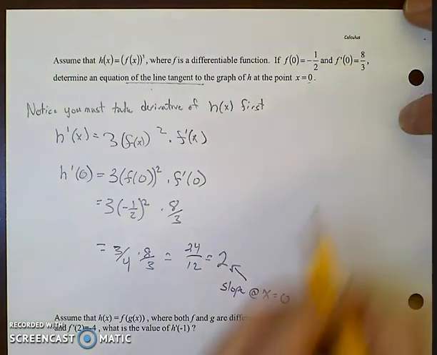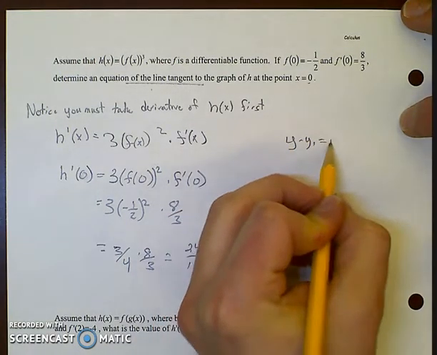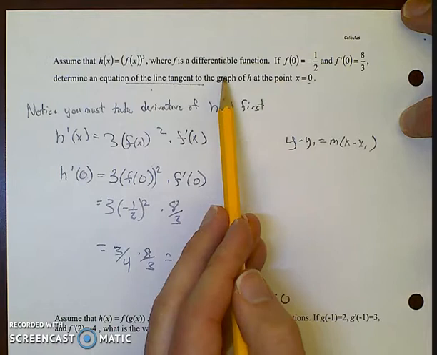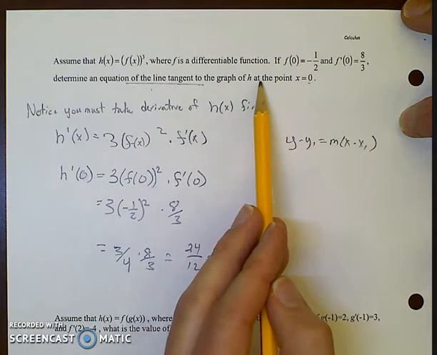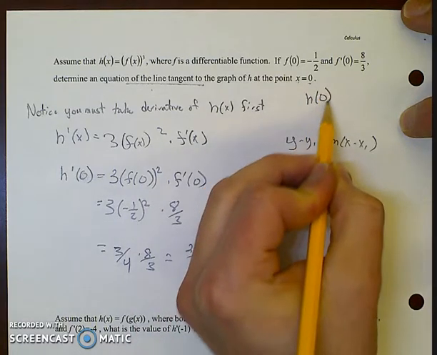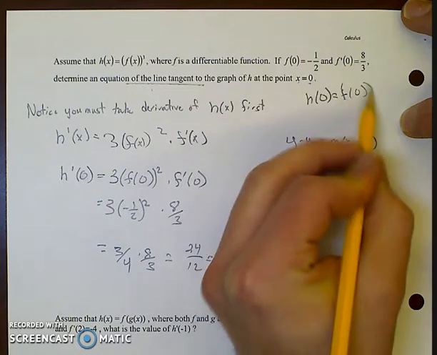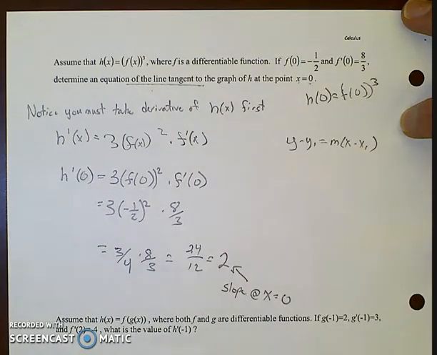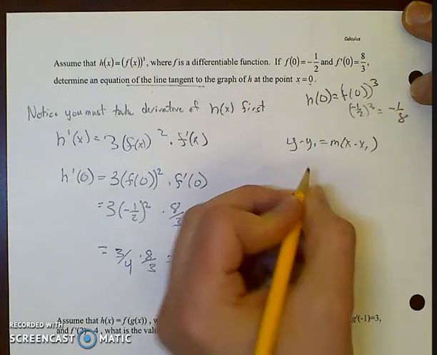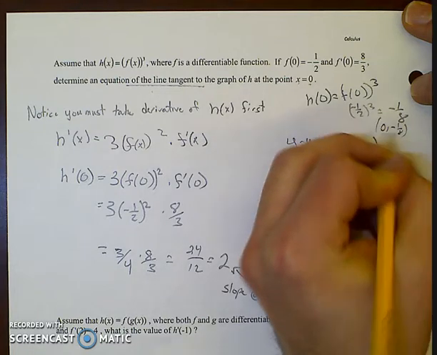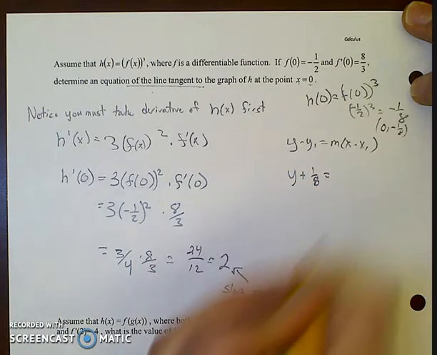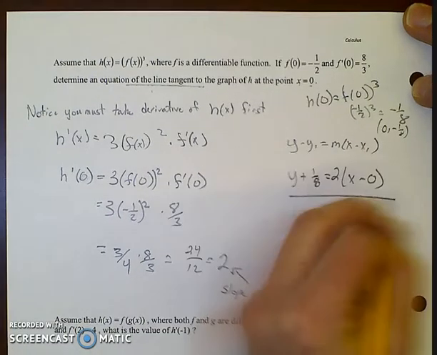The equation of a tangent line, y minus y1 equals m parentheses x minus x1, which you all know. We need to know the actual point at 0. Well, that's not going to be too difficult. H of 0 equals f of 0 cubed. And f of 0 cubed is negative 1/2 cubed, which equals negative 1/8. So we have the point 0 comma negative 1/8. So y plus 1/8 equals the slope 2 parentheses x minus 0. Done.